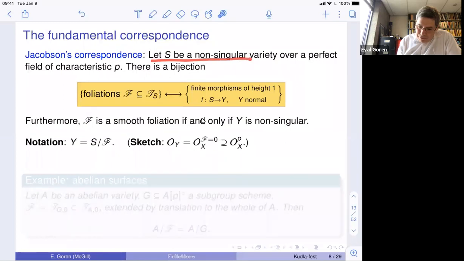Let S be a non-singular variety over a perfect field of characteristic P. Then on the one hand, we have foliations. Those are sub-Lie algebras of the tangent bundle that are also closed under the P-power operation. And on the other hand, we have finite morphisms from S to a target, which is a normal algebraic variety. And there's a bijection between the two. Furthermore, F is a smooth foliation, namely it's everywhere locally a direct summand of the tangent bundle, if and only if Y is a non-singular variety.